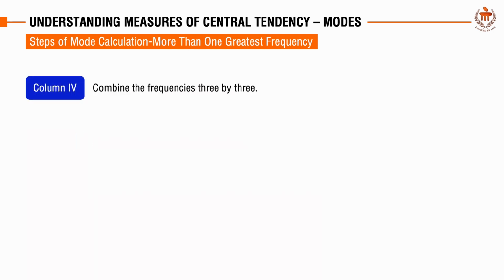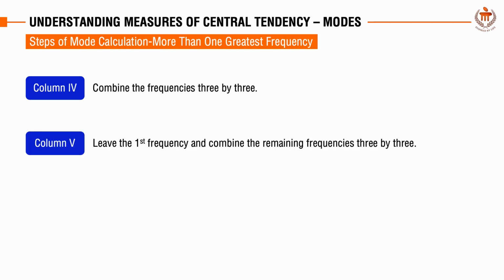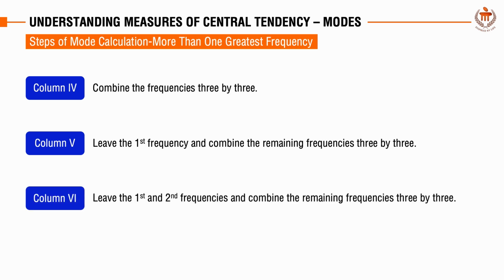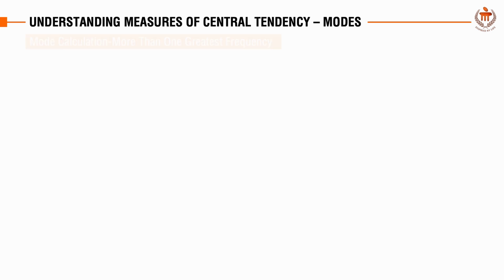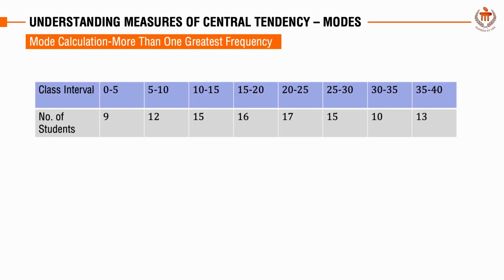In column four, instead of adding pairs of frequencies, here we add three frequencies as one. Then in column five, we leave the first frequency and add up the three frequencies together. And in column six, we leave the first and second frequencies and then combine the remaining frequencies three by three. Then you'll get an idea about how to work with this numerical.